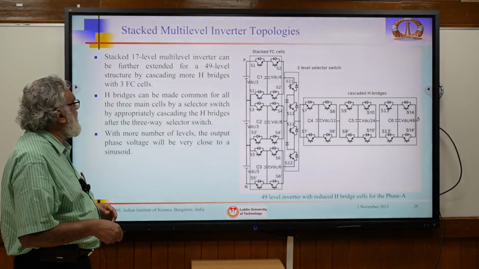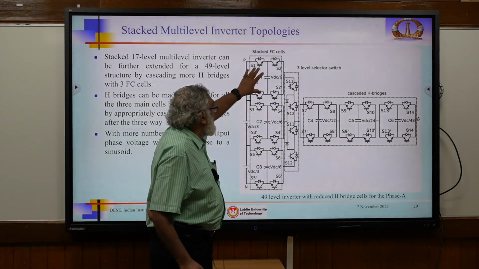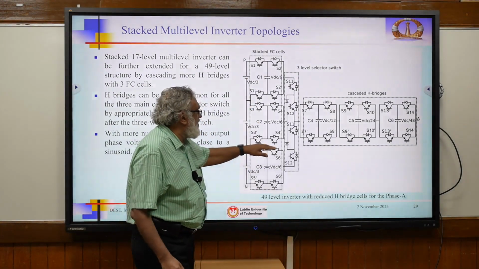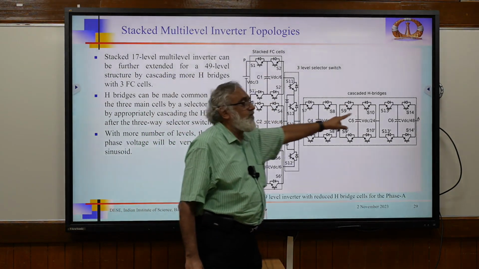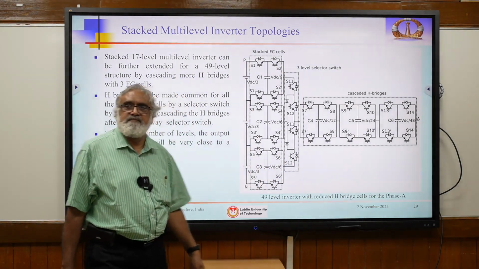The same thing can be used for 17 level also. See, here 3 blocks are there. So in a fundamental cycle, this will work only 1/3, this side only 1/3, this will be 1/3. This is common to all by the selector switch. So this can have a 17 level structure.